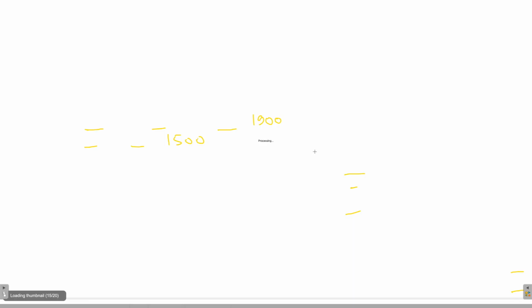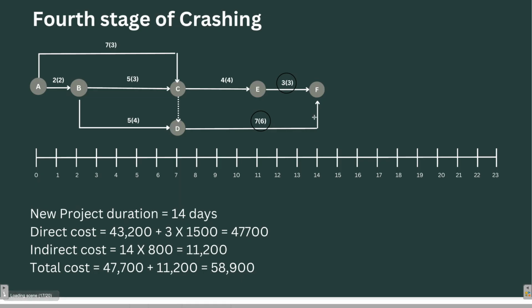So let's move on to the fourth stage of crashing. Look here, what has happened. 3 days and 3 days, 7 and 6. F, which was earlier placed at the 17th day, came further to the 14th day. Now the new project duration is 14 days.